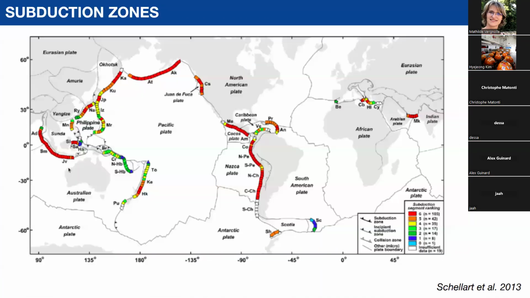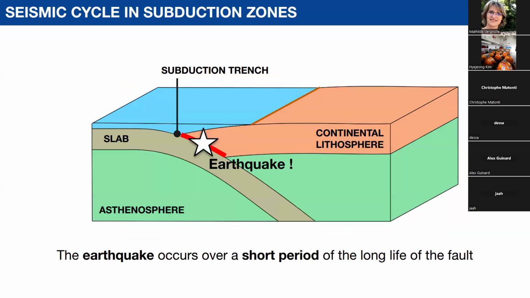Okay, so during all my talk, I will focus on subduction zones, which are a kind of convergent plate boundary. Here in different colors you have the different subduction zones we have on Earth. Just before diving into more details, let's go back to some basics. A subduction zone is where a lithosphere plunges beneath another lithosphere.